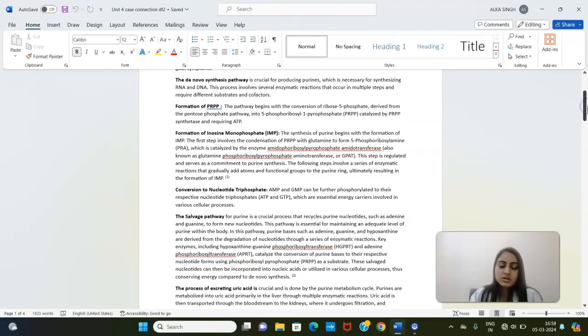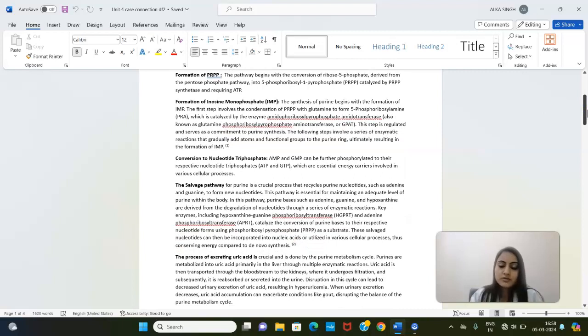The de novo synthesis is crucial for producing purine, which is necessary for the synthesis of RNA and DNA. This process involves several enzymatic reactions that occur in multiple steps and require different substrates and cofactors. The pathway begins with the conversion of ribose 5-phosphate derived from the pentose phosphate pathway into 5-phosphoribosyl 1-pyrophosphate (PRPP), catalyzed by PRPP synthetase and requiring ATP as well.